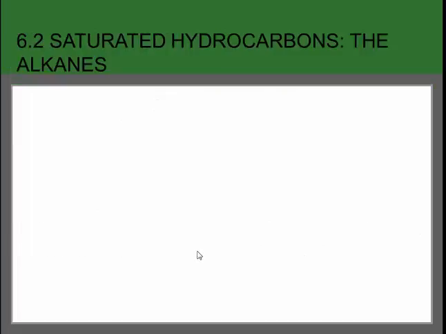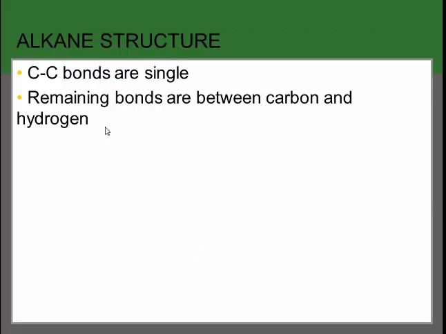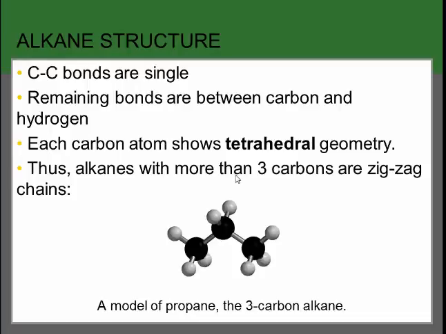Section 6.2, going to deal with saturated hydrocarbons, the alkanes. So the alkane structure, remember that there are no double bonds in an alkane. All carbon-carbon bonds are single, and the remaining bonds are between carbon and hydrogen. Each carbon, of course, shows tetrahedral geometry because it has 4 electron groups around it. And alkanes with more than 3 carbons are zigzag chains. So here's a 3-carbon alkane called propane, and because of that tetrahedral geometry, we can see that this adopts a brief zigzag chain. If we made a longer model, we'd see a much greater zigzag here.